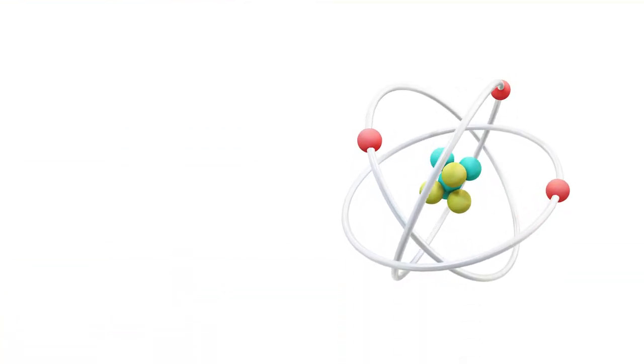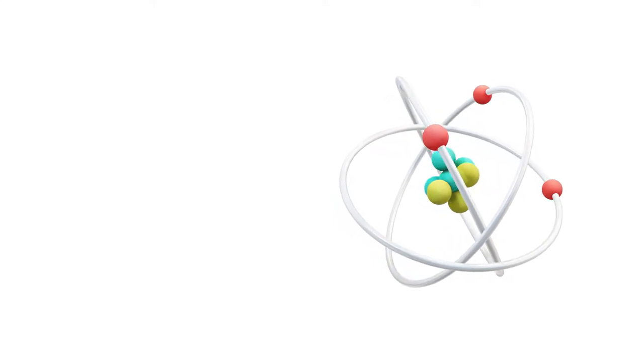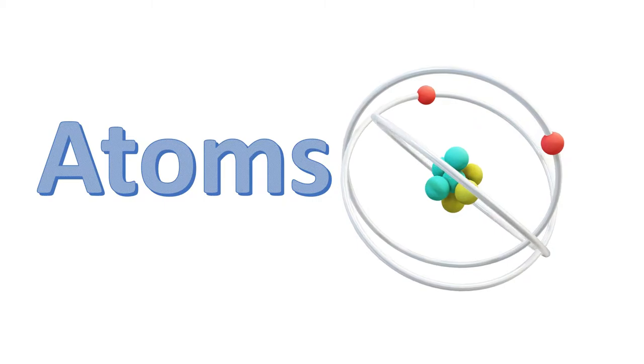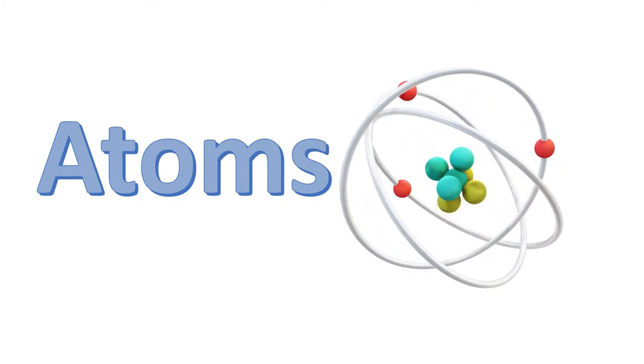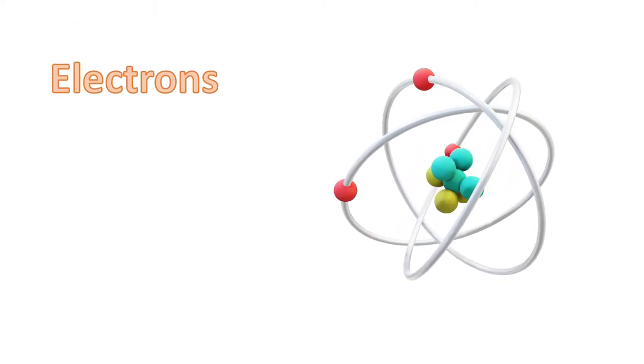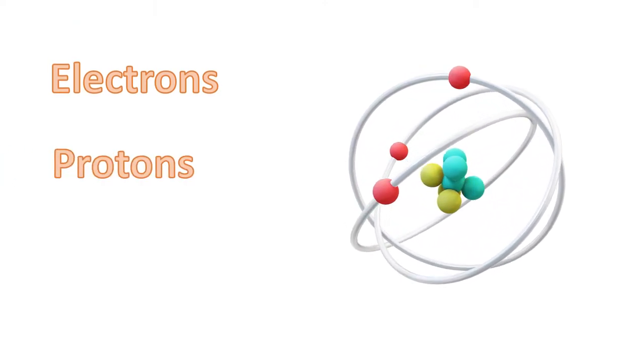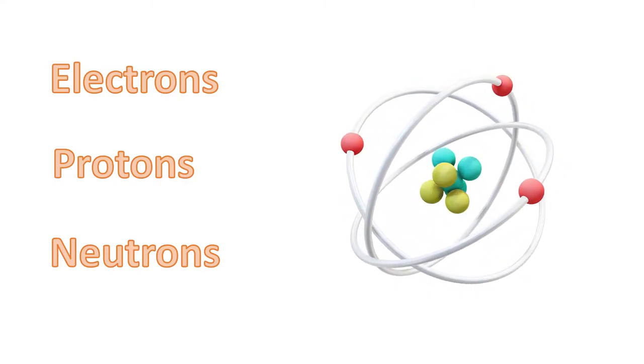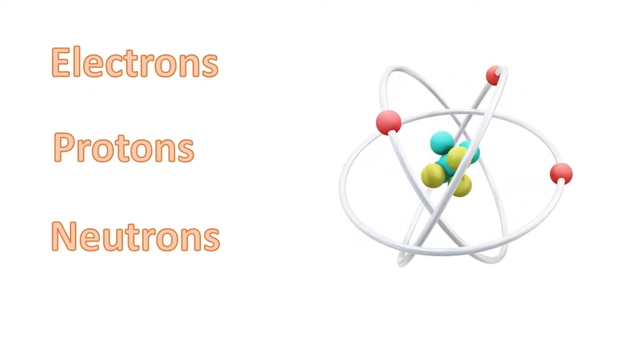They're all made of these guys. This is a very big picture for a very small thing. This is an atom. Atoms have three parts to them. They have electrons, protons, and neutrons. Let's take a look at those three parts in a bit more detail.